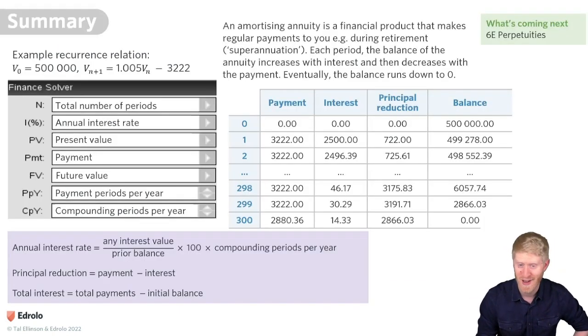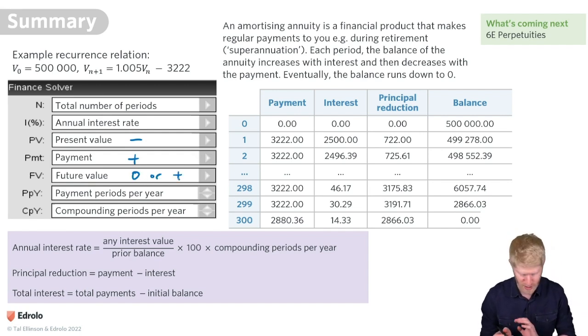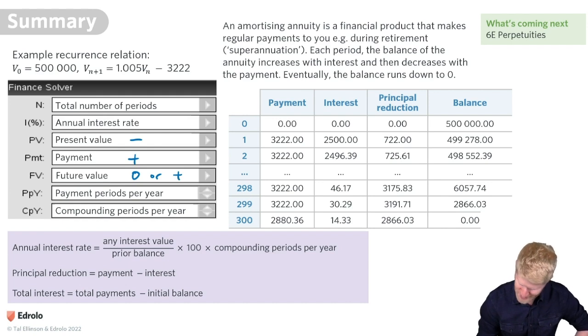All right, those are the key ideas for the amortizing annuity. Our present value is negative, our payments are positive, and our future value is either zero or positive, depending if we're at the end or in the middle of the process. And I'll see you next time for Perpetuities.